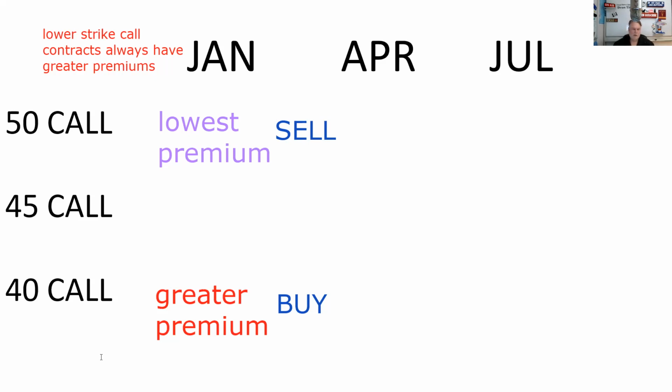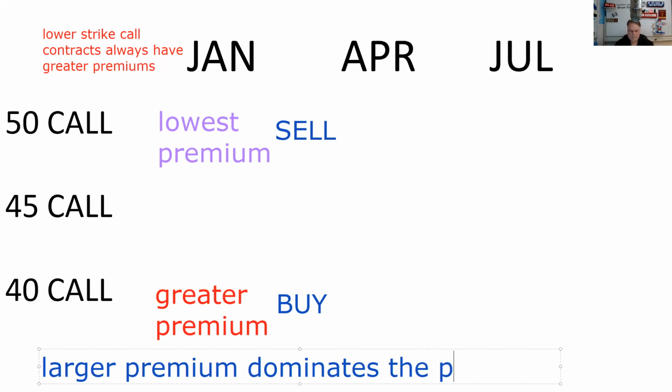We know that the larger premium always dominates the position. So when we're trying to figure out what's going on, a couple ways to go here. With the dominant leg, the dominant leg is the 40 call, which I'm long, and this would be a bullish spread. This would be a debit call spread, and it would be bullish.